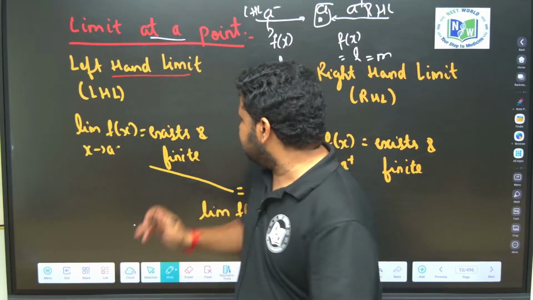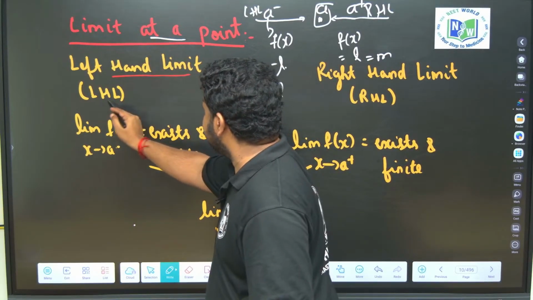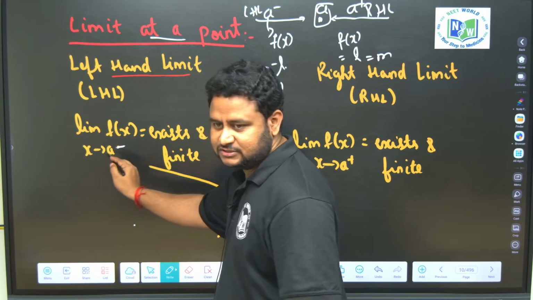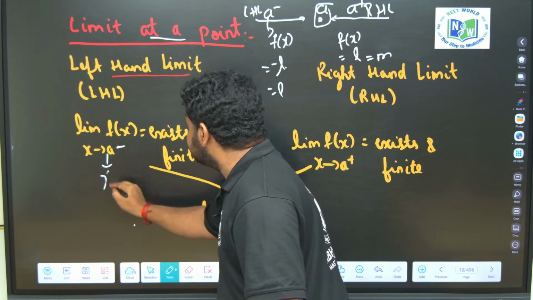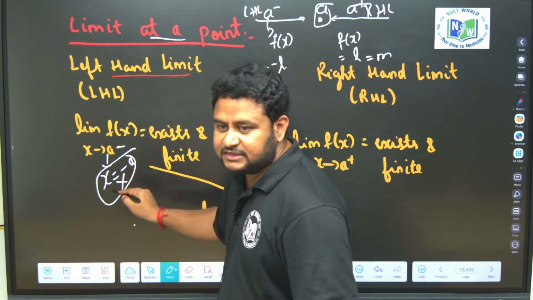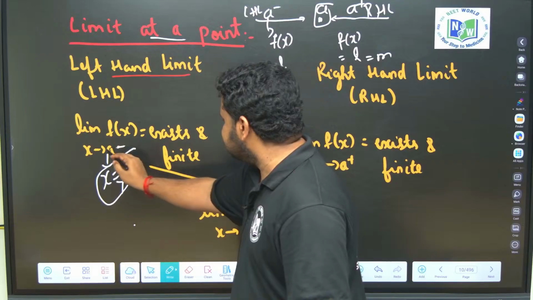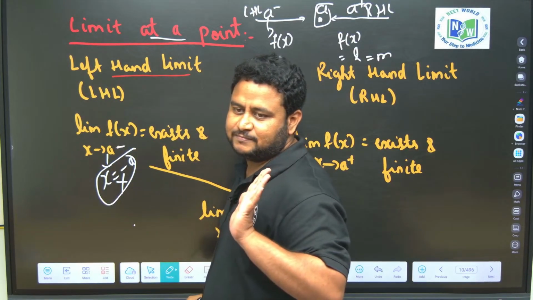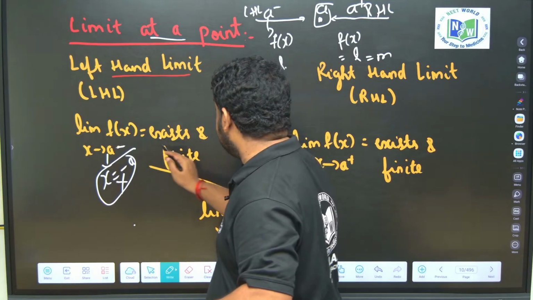So understand one thing. Left-handed limit, LHL, for function f of x: limit f of x as x tends to a minus. Here x is not equal to minus a. Don't take it as equal to minus a. x tends to a minus means it is coming from the left side. That's all. Limit exists and it is a finite value.